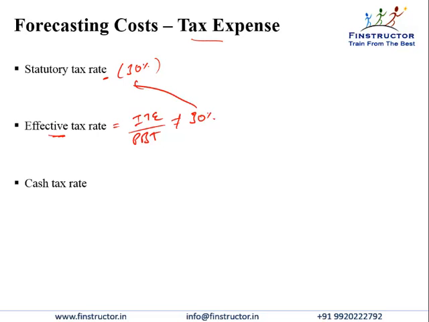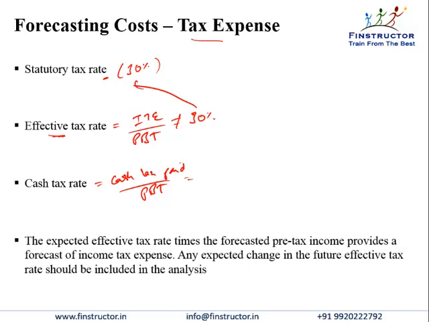The cash tax rate is the actual cash tax paid divided by the profit before tax. So a lot of times there may be deferred tax assets and deferred tax liabilities, because of which the actual cash tax paid can be higher or lower than the reported income tax expense. So the cash tax paid upon PBT is referred to as the cash tax rate.